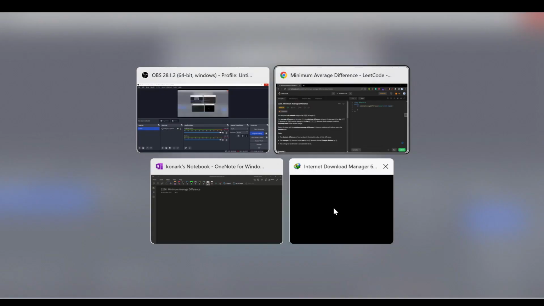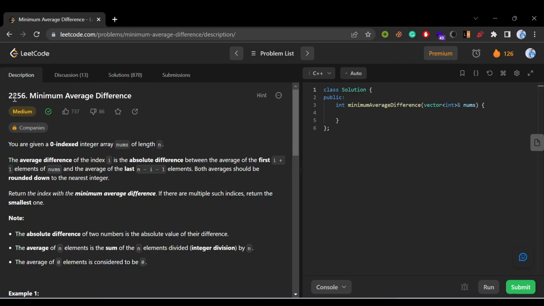Okay, so hi everyone. Today we're going to see another problem, that is 2256 Minimum Average Difference of LeetCode, and it's a medium level problem and it has a good like to dislike ratio. Apparently I can assume that it's a newer problem, but anyways, so let's see this problem. If I talk about the difficulty, then I will say that it's easy medium level. So yeah, that was it. Now let's start with the problem.